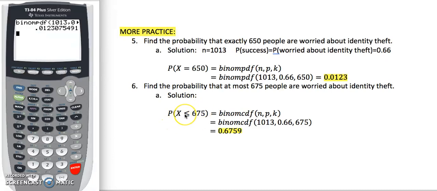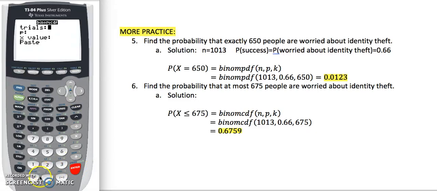So we're looking for up to 675 successes. So 675 people are worried about identity theft. So we're adding up all those probabilities. So we're looking for the probability that x is less than or equal to 675. So we're going to use binomial CDF. So second, open up that distribution menu, go all the way down to binomial CDF, which is right there. Press enter.